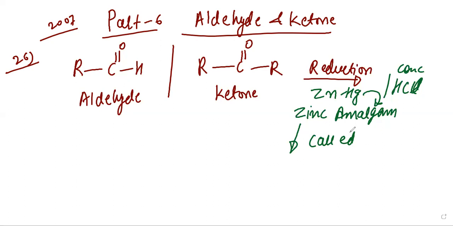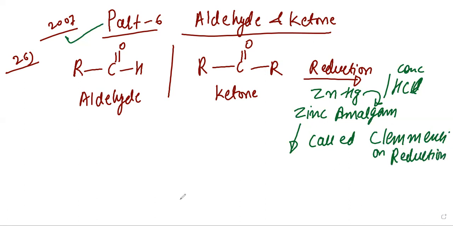The first option is Clemmensen reduction, second is Kolbe reduction, C is Dow reduction, D is Wolff-Kishner. Clemmensen. Good. So it was asked in 2007. So this is called Clemmensen reduction. So what happened in Clemmensen reduction? Can you tell me?